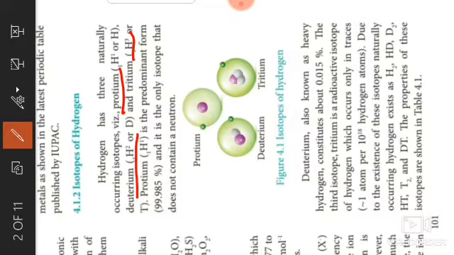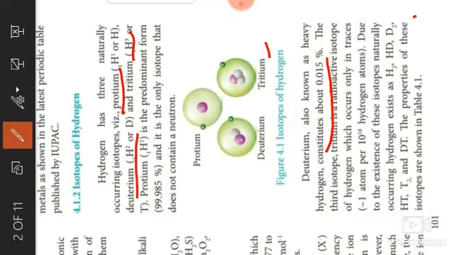Next, deuterium is also called heavy hydrogen and constitutes about 0.015 percent. So the other name of deuterium is heavy hydrogen. The third isotope, tritium, is the radioactive isotope, present only in traces, only a small quantity in the atmosphere. Due to these isotopes, naturally occurring hydrogen exists as hydrogen, HD, deuterium, HT and tritium. These are the properties of the isotopes.